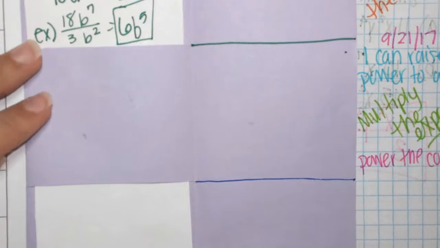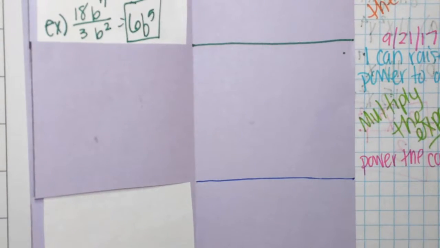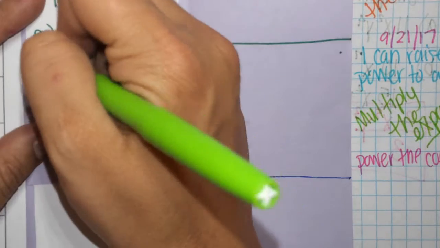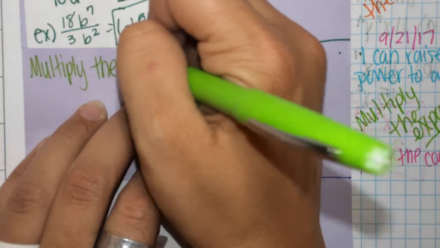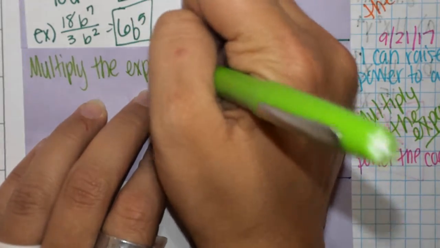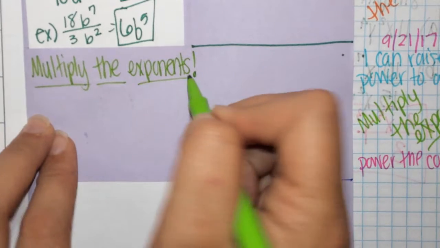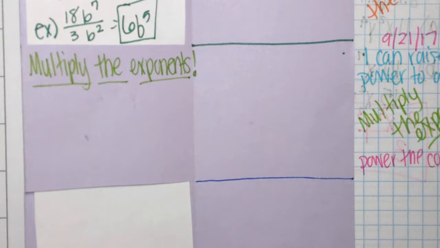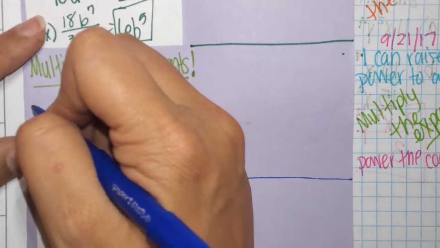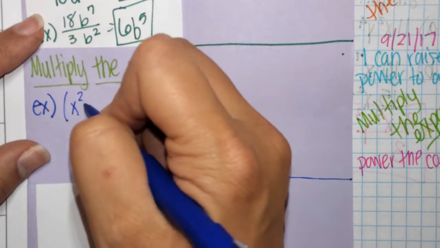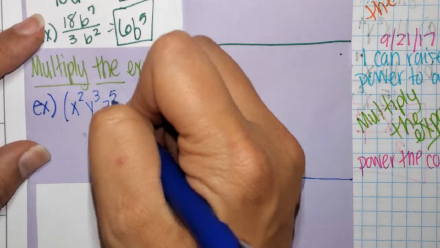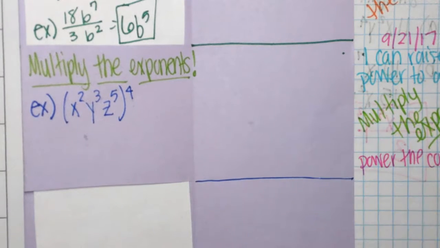So when we raise a power to a power, what do we do to the exponents? Multiply. Take a point. So let's write multiply the exponents. And what do we do to the coefficients? We power the coefficient. So you actually do what it tells you to do on the coefficient. So for our first example, if I say x squared, y cubed, z to the 5th, and all of that to the 4th power.